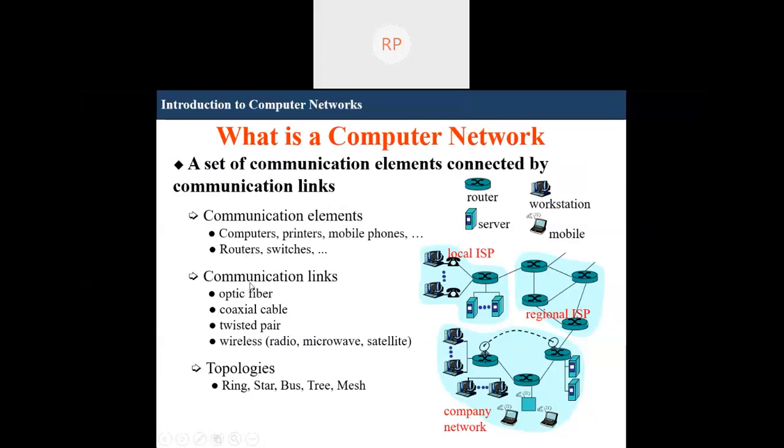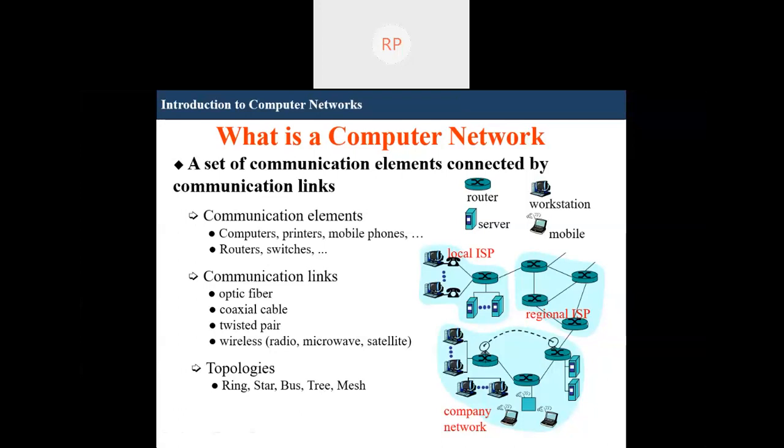Communication links have different types. First one is the optic fiber, then coaxial cable, then twisted pair cable. Communication may also be wireless, with the help of radio, then microwave, maybe satellite communication. Those are the different communication links, and next one is the topologies. We have to discuss different topologies in upcoming slides. First one is the ring topology, star topology, bus topology, mesh topology, tree topology. So this is the basics about the computer network.